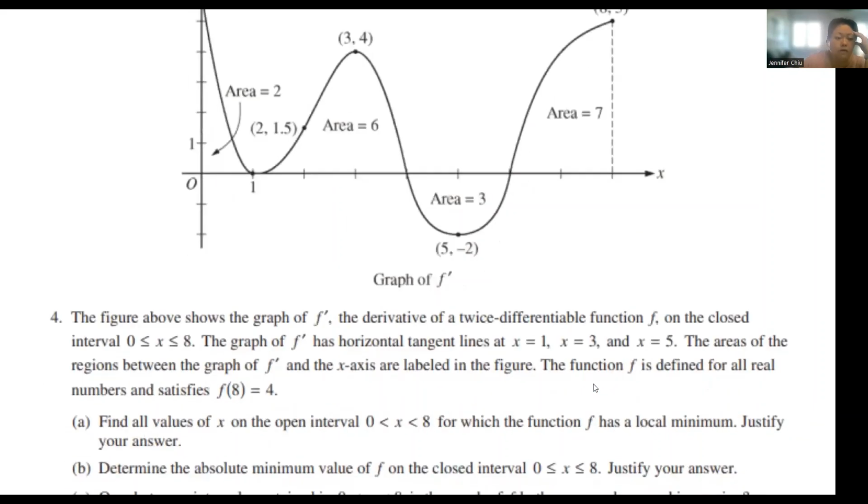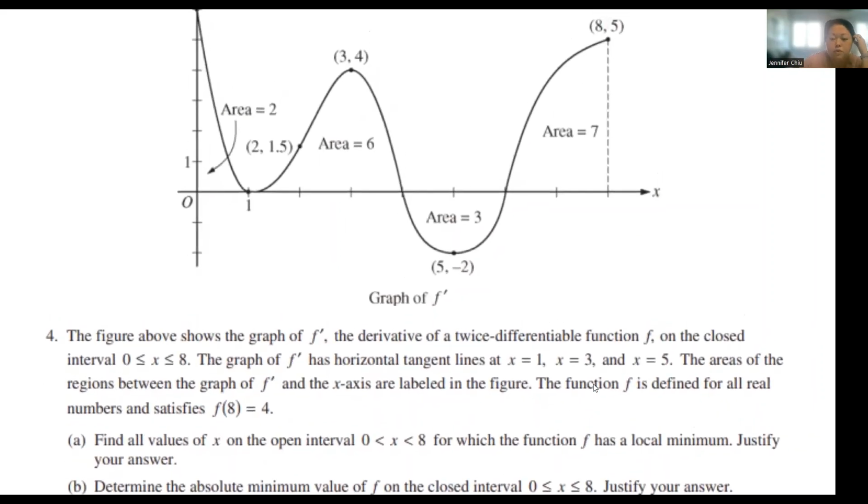Okay, beautiful. Find all values of x in the open interval where the function f has a local minimum. Justify your answer. So this is f prime, right? Part A, we want a minimum. A minimum must go from decreasing to increasing, which means f prime must go from negative to positive. So where did it go from negative, below the x-axis, to positive? Right here. That's the only point where it went from negative to positive.